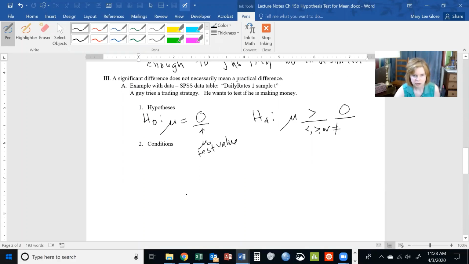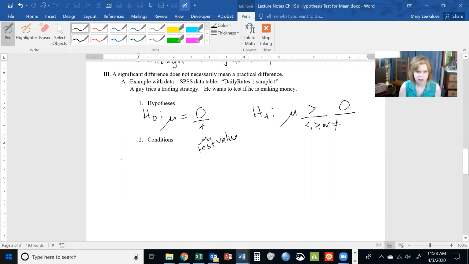So what are the conditions? I got two conditions. One is the independence, and I'm going to abbreviate independence or randomization condition. All right, so where do I get my data? That's what I got to ask myself. And so this was actually 1 year of data. All right, so this was 365 days in a year. And so I have to ask myself, it's definitely not a random sample.